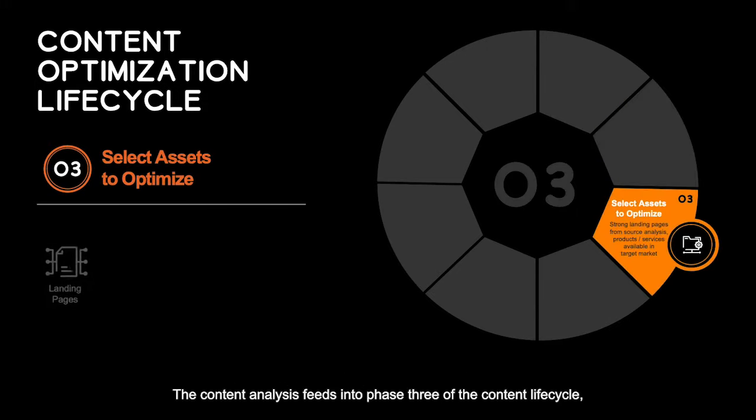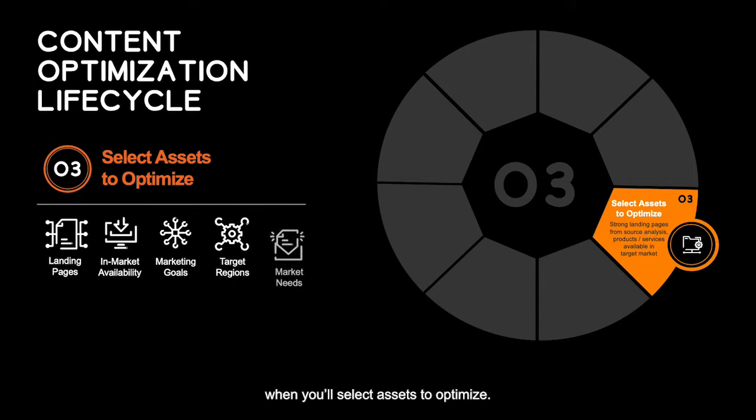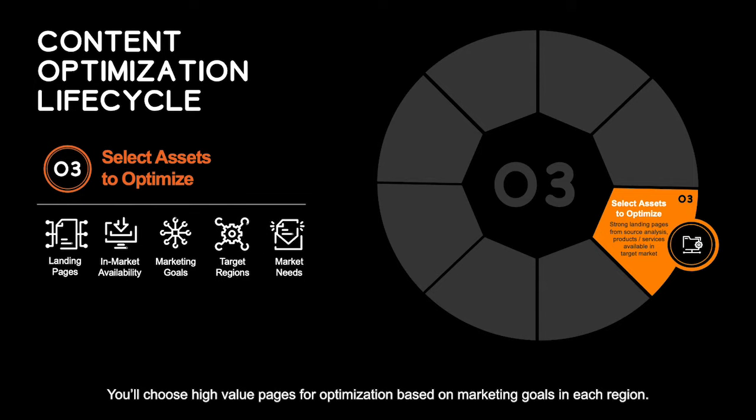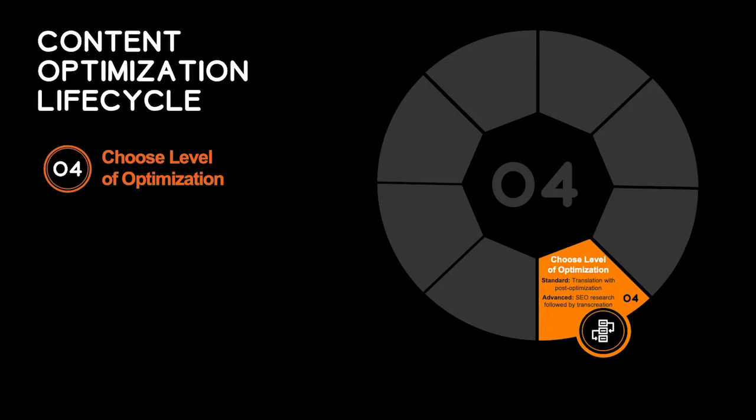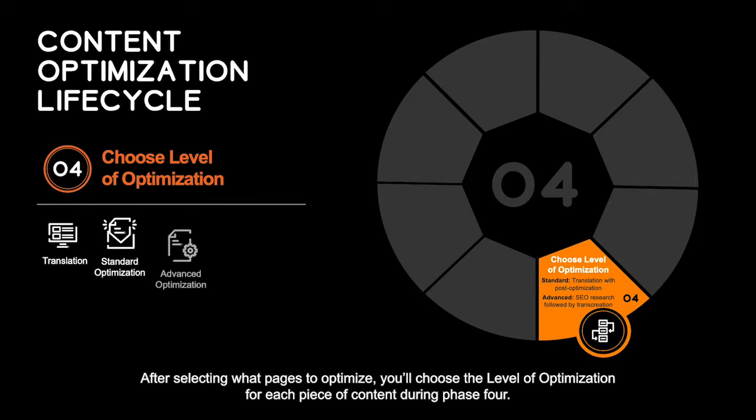The content analysis feeds into Phase 3 of the content lifecycle, when you'll select assets to optimize. You'll choose high-value pages for optimization based on marketing goals in each region. After selecting what pages to optimize, you'll choose the level of optimization for each piece of content during Phase 4.